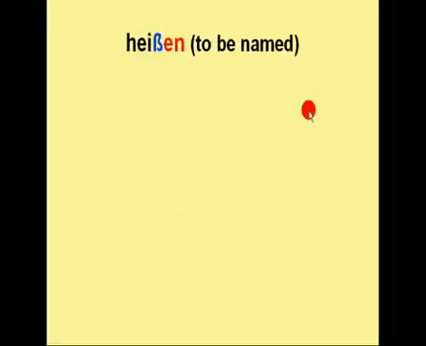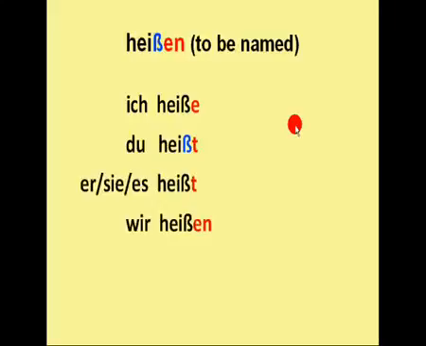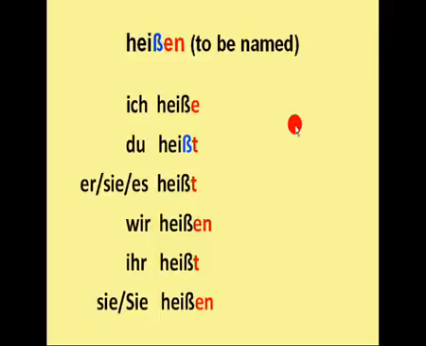Another verb of this category, but with the letter sz or scharfes s before the en, is the German verb heißen, which means to be named. You can also try to guess how it is conjugated by pausing the video now. Ich heiße, du heißt, er, sie, es heißt, wir heißen, ihr heißt, sie heißen.